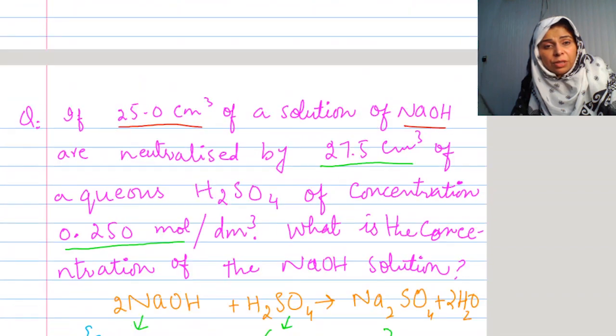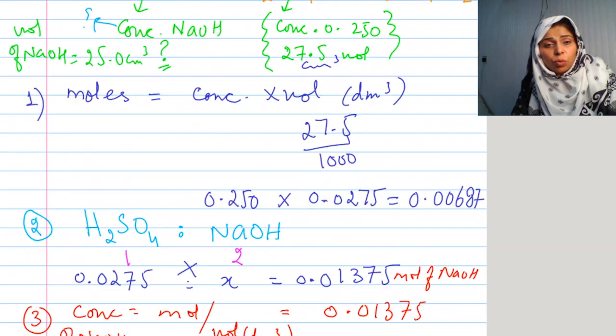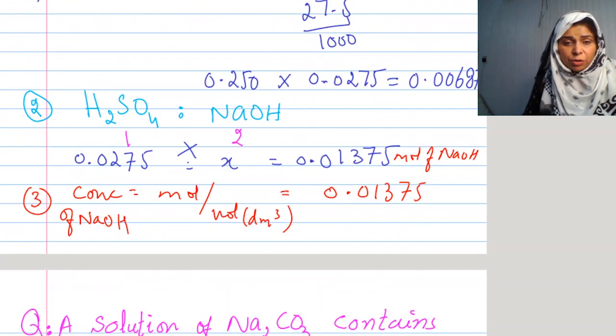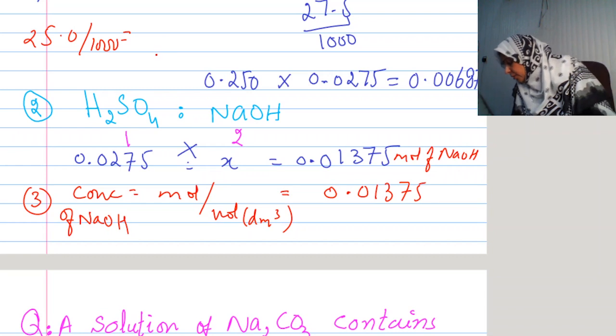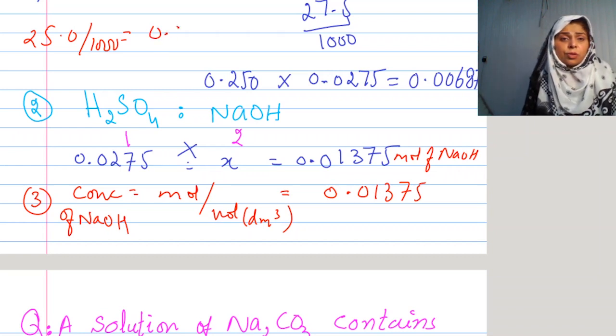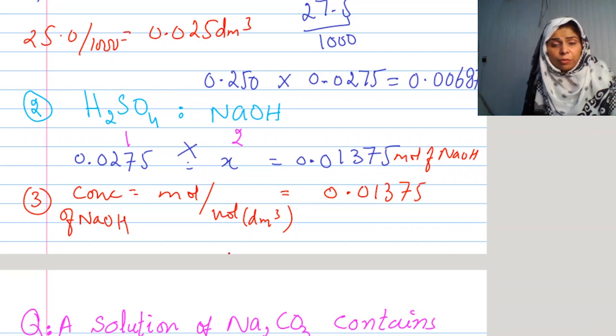Volume of NaOH is 25.0. So if we divide 25.0 by 1000, what will be the answer? Yes, 0.025 decimeter cube. Okay, now we will move here.